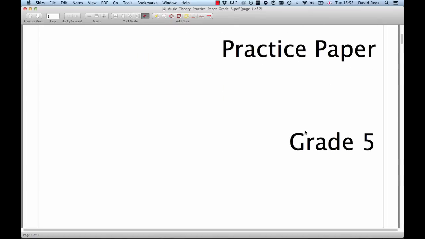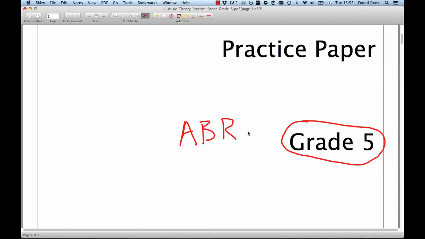Right, so let's have a go at ABRSM Grade 5. This is an exam that lots of people often take in the UK and other places around the world where people study for the ABRSM exams.